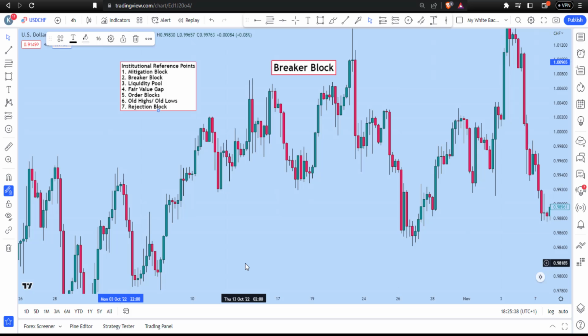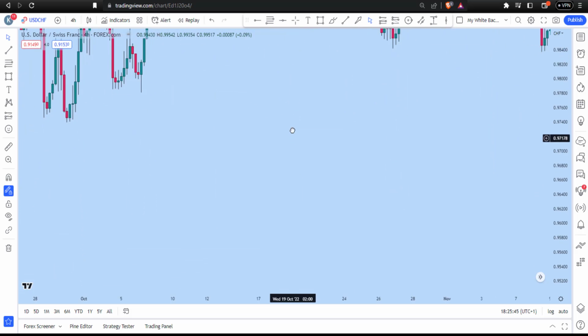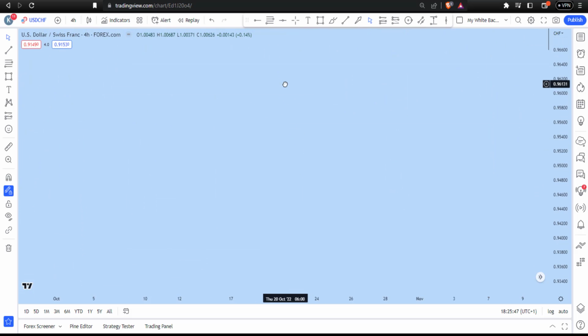Now we have 2 types of breaker block. The first one is what we call a bearish breaker block, and the second one is what we call a bullish breaker block. Let me start by sketching what it is basically for you, so you can see it and easily identify it when you see it on a chart. Now, this is what we call a bearish breaker block.